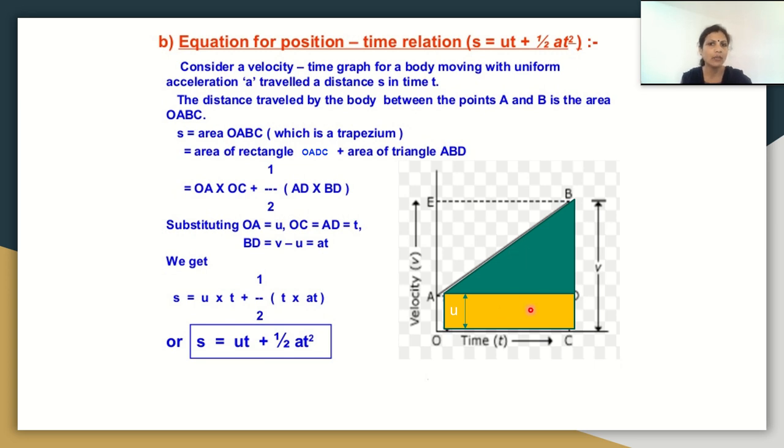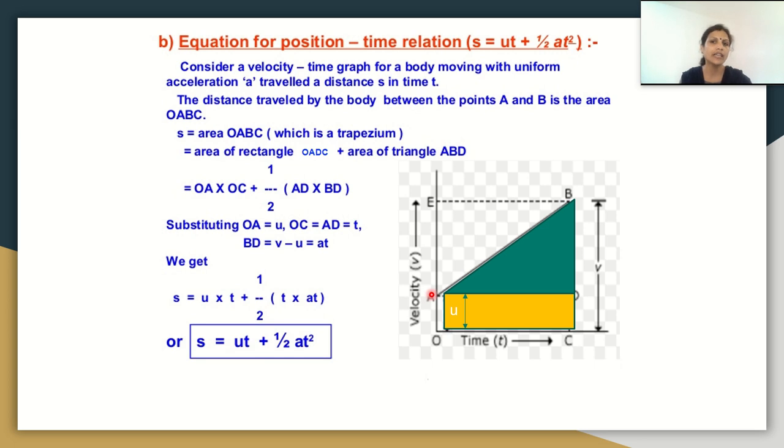Now since your second equation is the relation between displacement and time, displacement is nothing but distance, so I will write displacement is equal to, or the distance is equal to, the area between the points A and B, right? So I will write S is equal to area OADC, that's your rectangle OADC, plus the area of the triangle ADB, right? Because we have divided this trapezium into two geometrical figures.